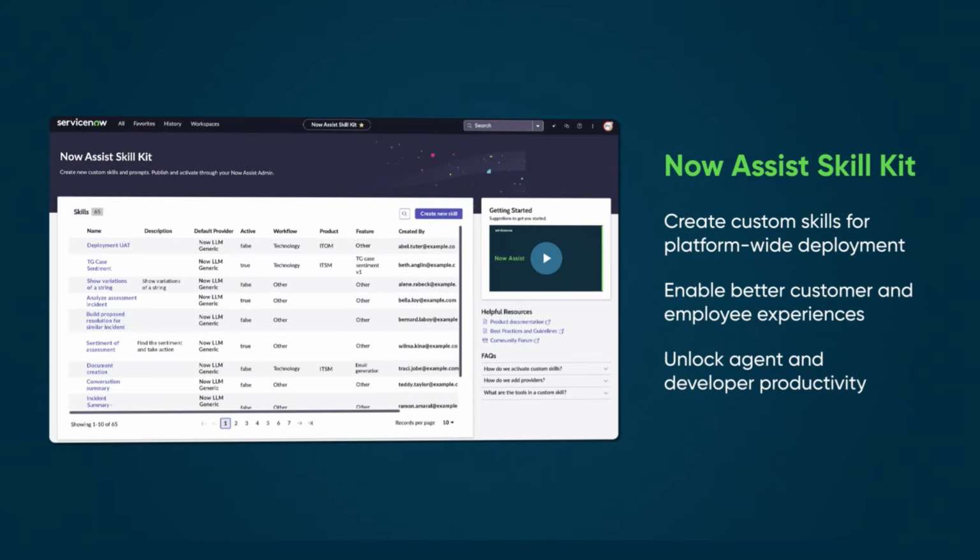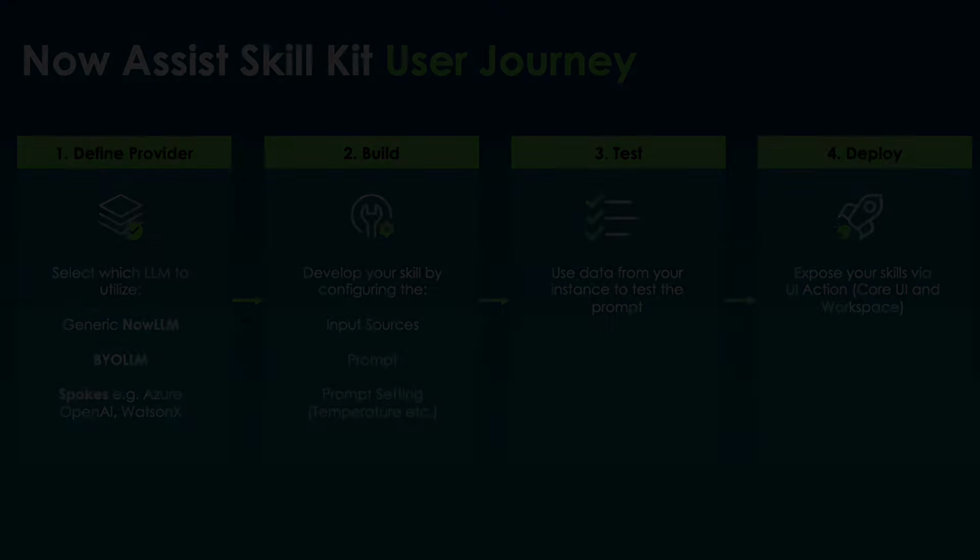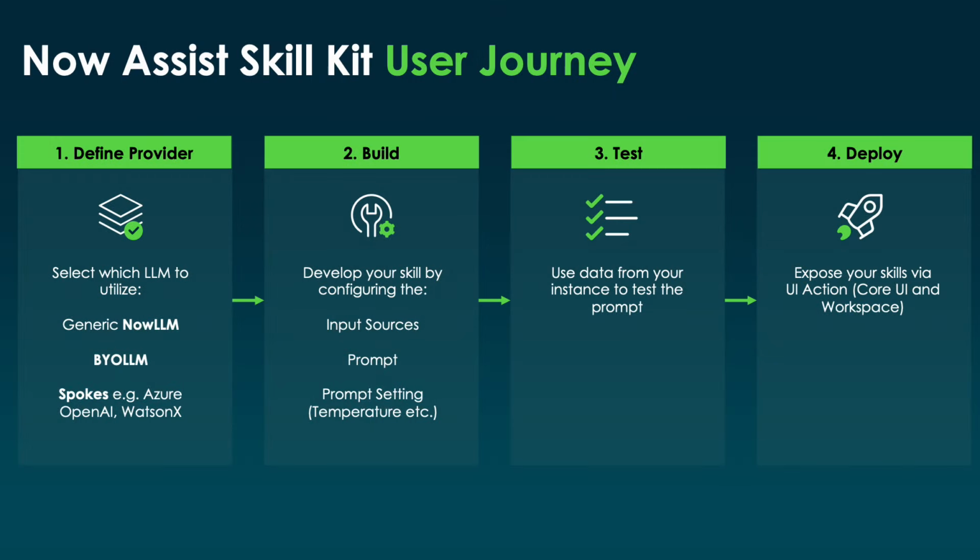Coming with the Xanadu platform release is the Now Assist Skill Kit. Customers with experience in prompt tuning can build and test their own custom prompts to build custom skills for generative AI use cases on the Now platform and connect them to Now Assist for security operations. As part of the Skill Kit, customers will be able to choose the LLM they want to use, including LLMs from external sources. You'll be able to build, test, and deploy your new Now Assist skills across a variety of solutions on the platform, including security operations.